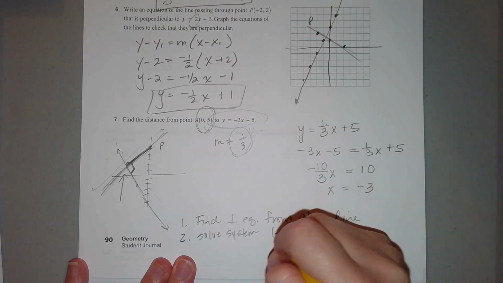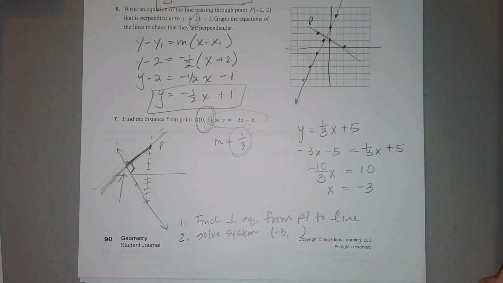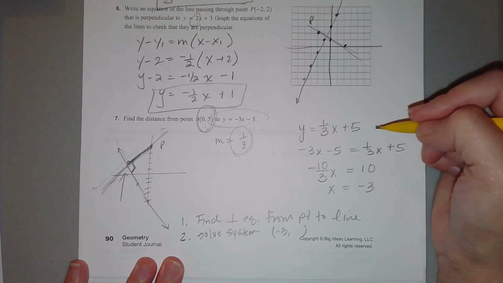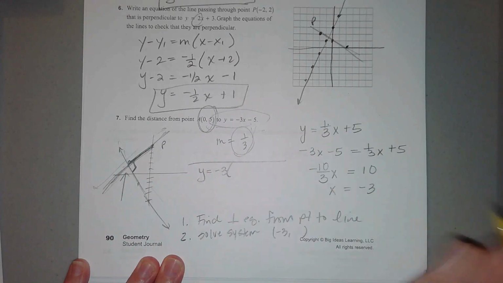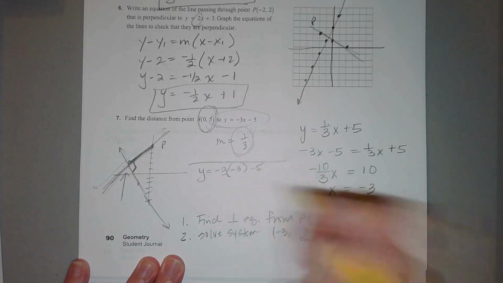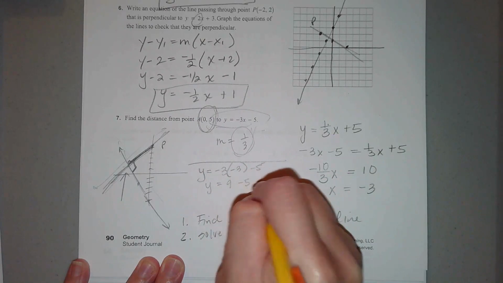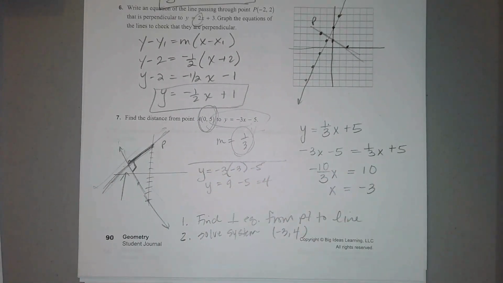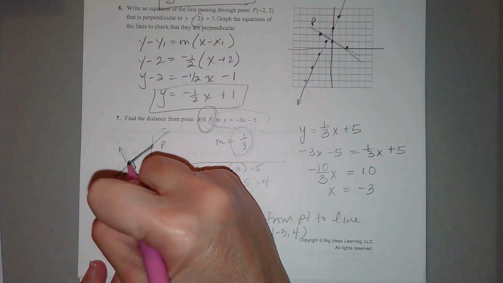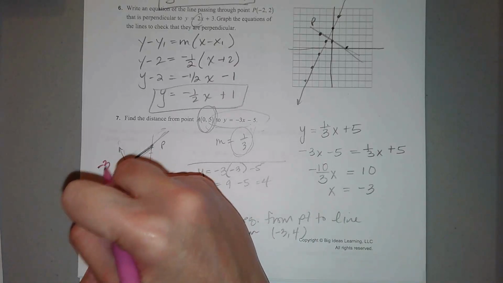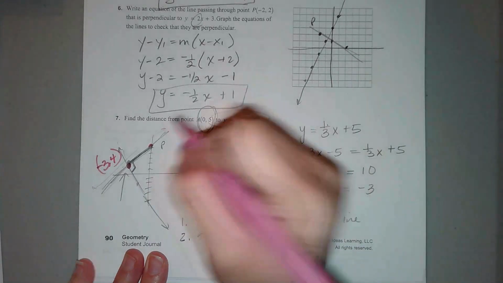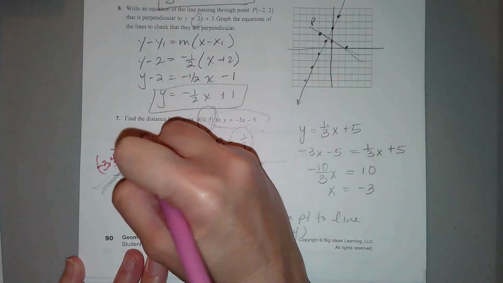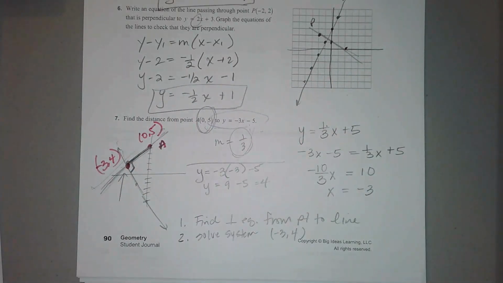Again, we're solving a system. So I get -3 as my x value. Let's find the y value. Pick one of your equations. I'll do the one that was provided to me. I'm going to plug in -3 for x, and I get 4. So now I figured out that this point right here is the point -3, 4. And I know point P that we did, actually it's point A, but that's okay, call it A, is the point 0, 5. So now I have those 2 points.